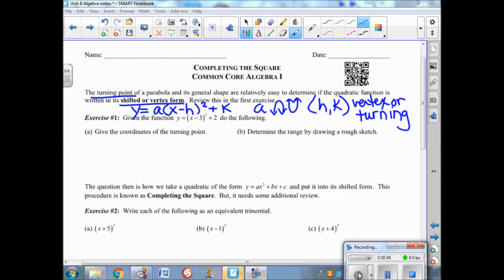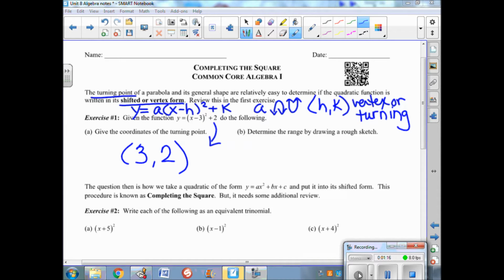But what happens when we're given an equation that's not in vertex form, and we still need to find the vertex? Maybe just looking at the equation, and not having the ability to graph it to see where the turning point is. So let's take a look at exercise 1, where it gives us an equation and says give the coordinates of the turning point. Well, that is clearly in vertex form, so we know that our turning point is going to be 3, 2.